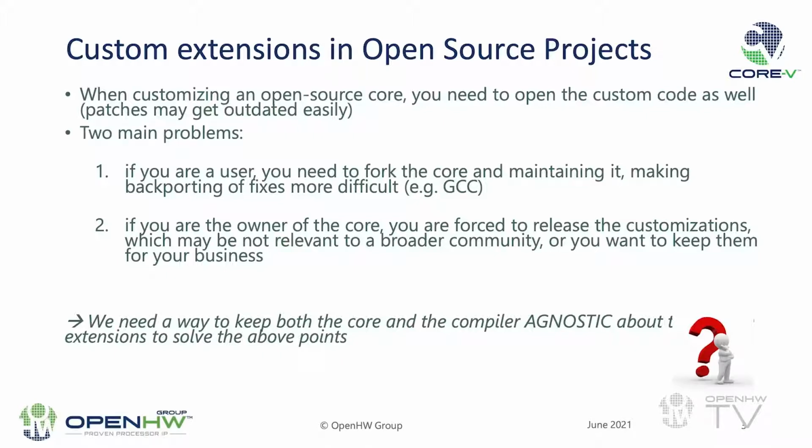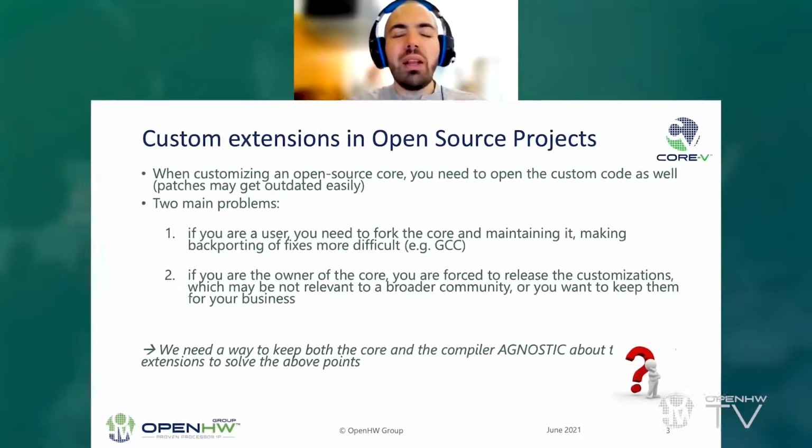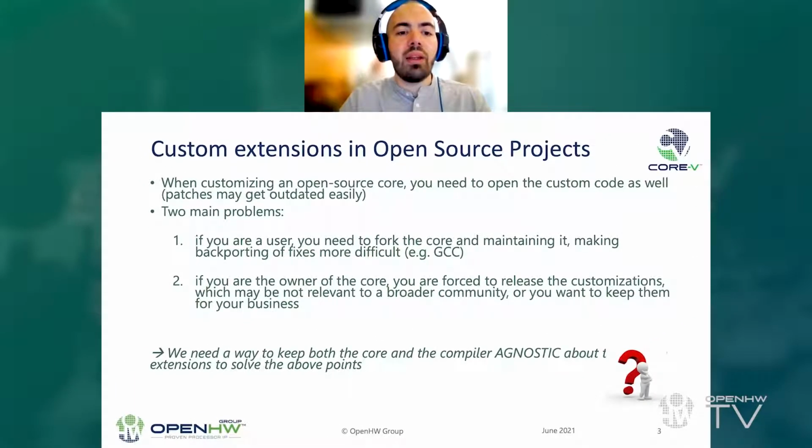So you have your own fork of GCC, and you are applying patches to allow the compiler to translate your code with your custom extensions. That is really an effort making, and it's really time consuming. So to solve this issue, we wanted to have a way to extend both the CPU and the compiler in an agnostic way, exactly like the RISC-V ISA.